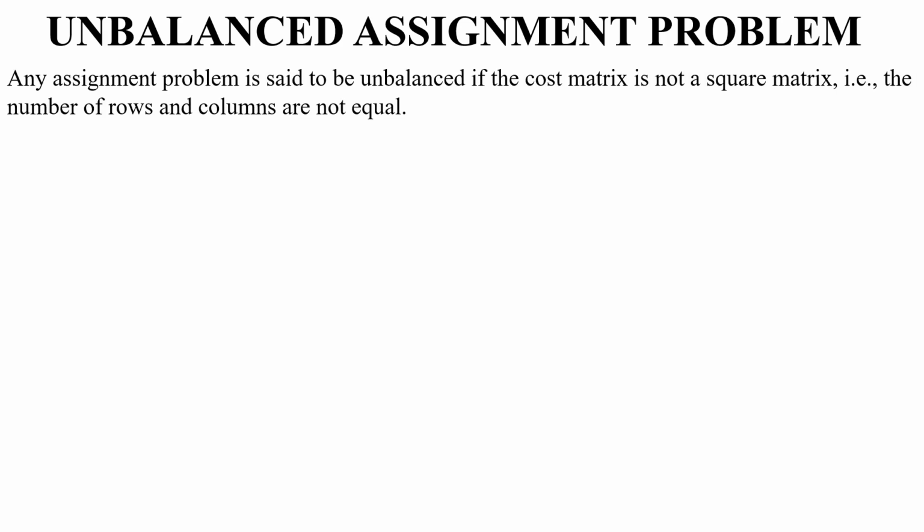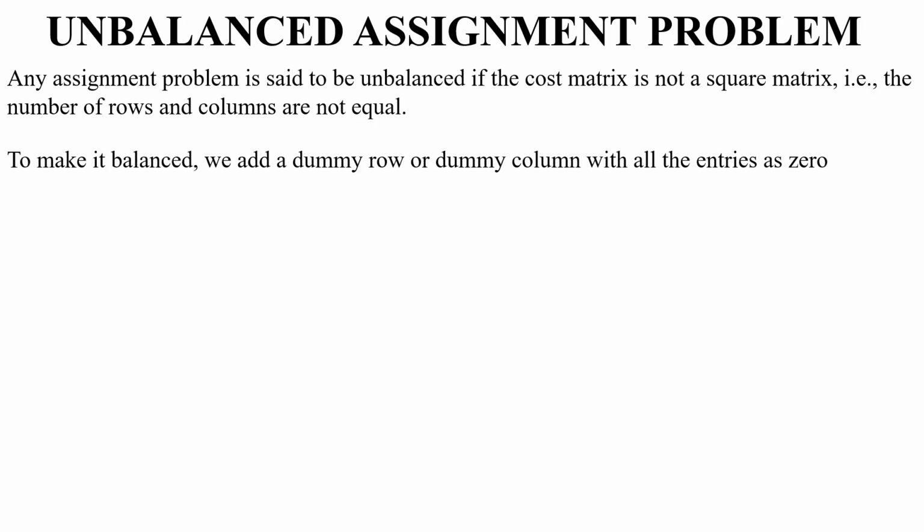In the present lecture, we will discuss the unbalanced assignment problem. Unbalanced assignment problem means the given cost matrix is not a square matrix, which means the number of rows is not equal to the number of columns. In this situation, we add a dummy row or dummy column to make an unbalanced problem into a balanced problem.